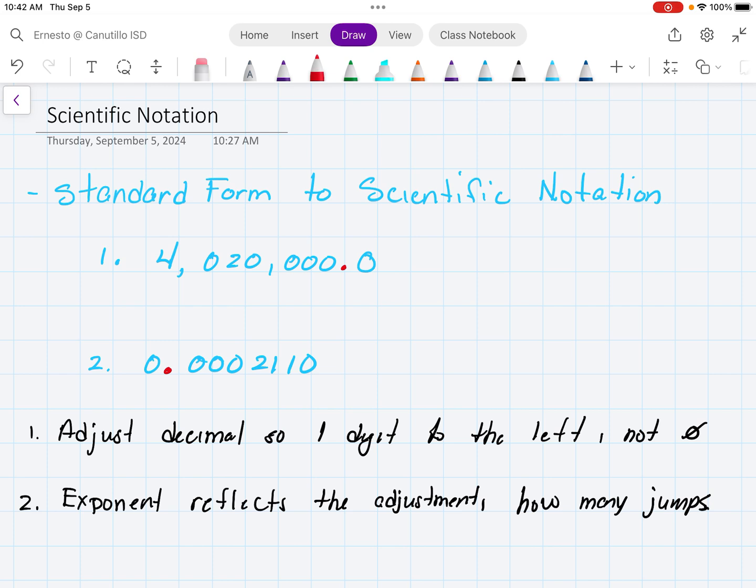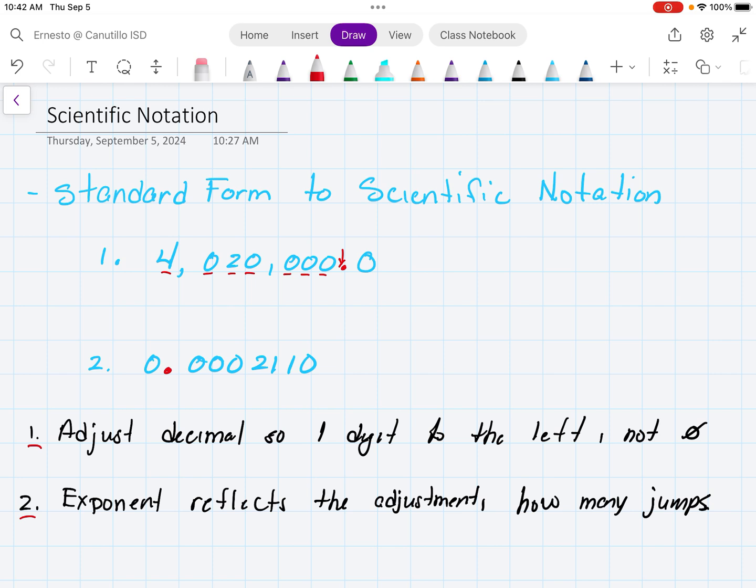So you can see with the red where the decimal point is, right? Now, the rules are here. There are two rules. You have to adjust the decimal so you only have one digit to the left of the decimal. If you take a look at this one, where the decimal point is here, you can see that there are several digits to the left of the decimal. So that means we have to move the decimal point so we only have one digit to the left of it. That digit to the left cannot be a 0.